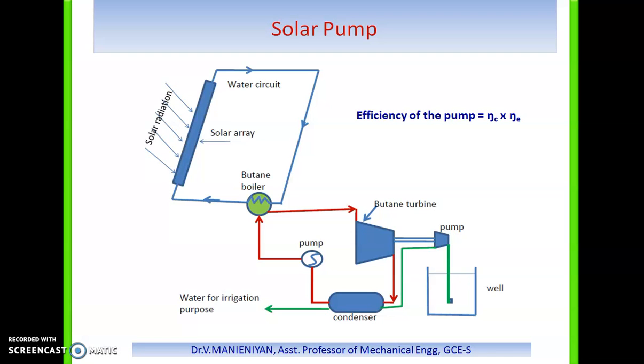So there are some advantages of solar pumps. There is no need for a large amount of electrical energy, as it uses converted solar energy. The construction is very simple. The major disadvantage of the solar pump is the very low conversion efficiency, only 13 to 15%.